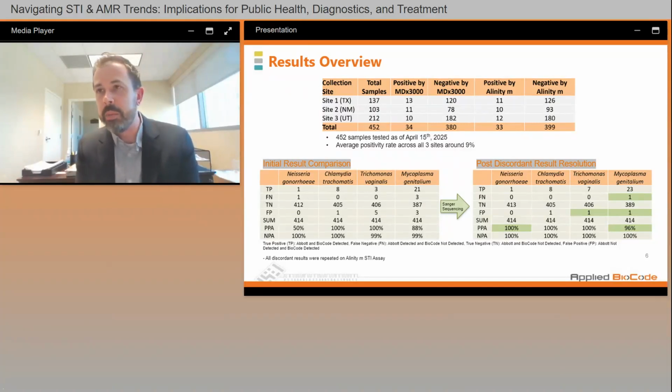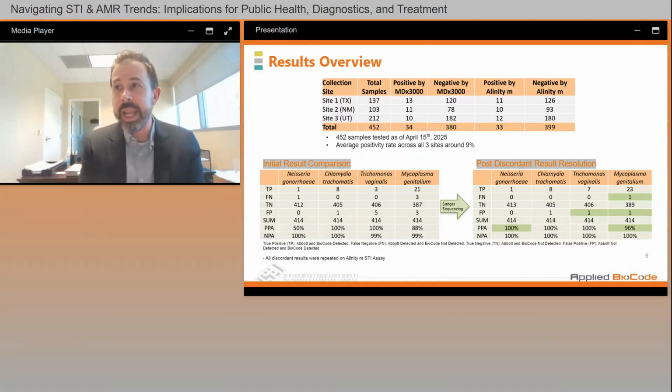And you can see down at the bottom our comparison from our initial results and then our post-discordant results. Before discordant resolution, the performance metrics showed some varied positive percent agreement across each target. For gonorrhea, it was 50%. Chlamydia and trichomonas were both 100%, and Mycoplasma 88%. And then the negative percent agreement was high across all, 99 to 100%, mostly.